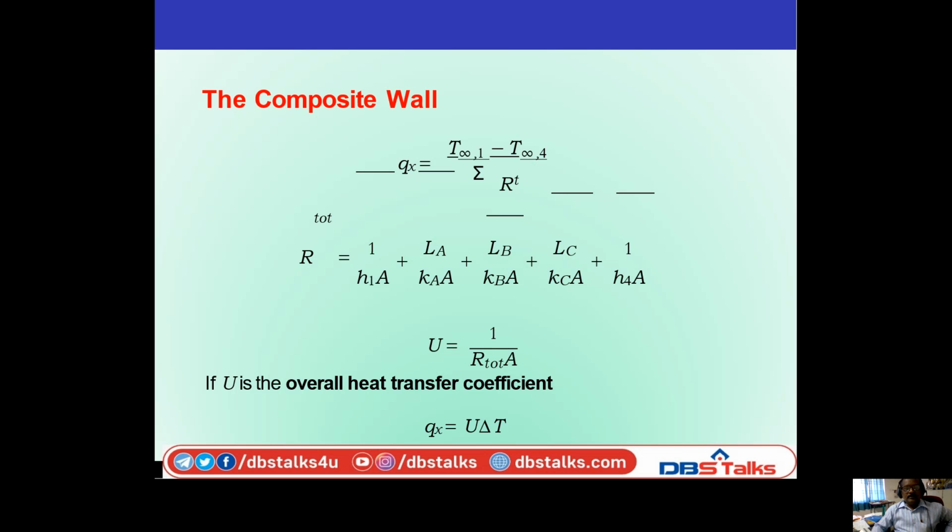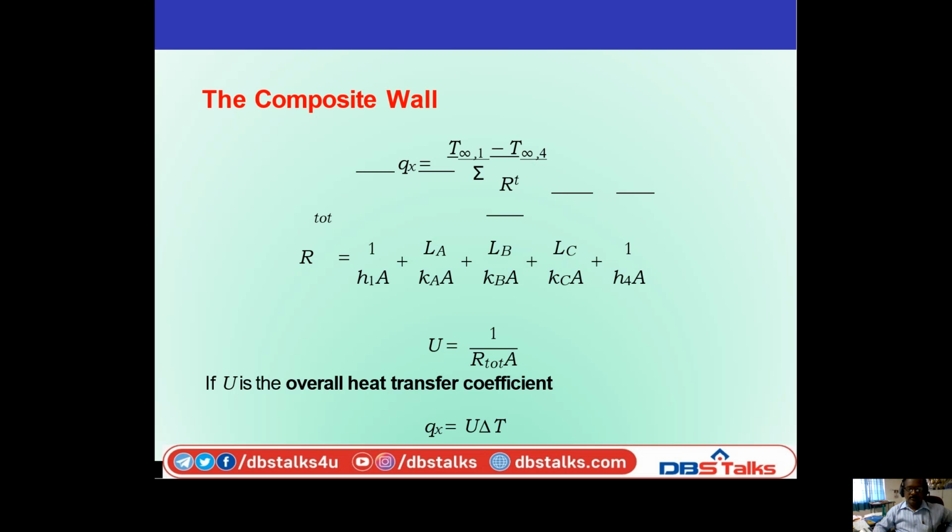And here there are various thermal coefficients. K is thermal conductivity, H is the convective heat transfer coefficient. Like this, Ka, Kb, Kc, Ho, H1 and H2. So there are various heat transfer coefficients. In such cases, how do we find the overall heat transfer coefficient?